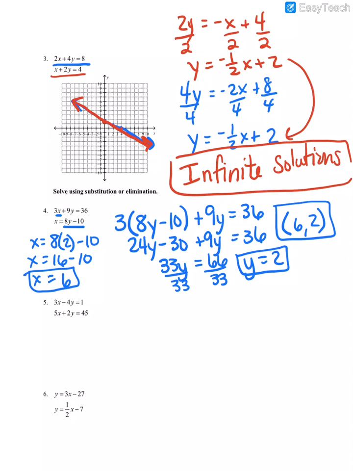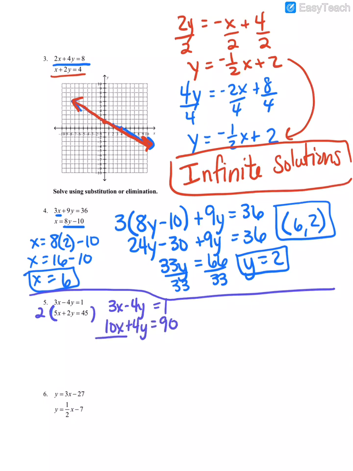All right, with number 5, I'm probably not going to use substitution because none of the variables are easy to get by themselves. So I'm going to multiply the bottom equation by 2 so I can eliminate the y's. So 3x minus 4y equals 1. 10x plus 4y is equal to 90. So 13x is equal to 91. Divide by 13. So x is 7.